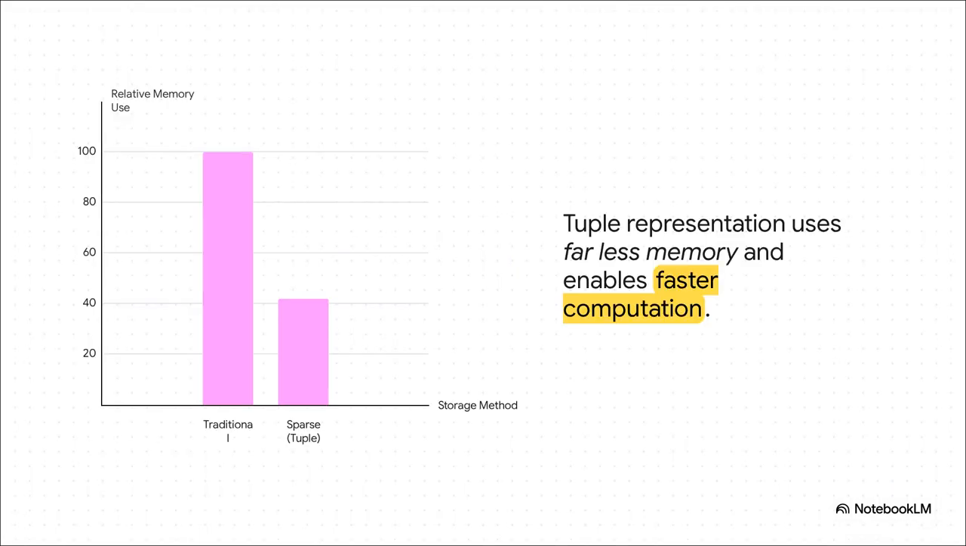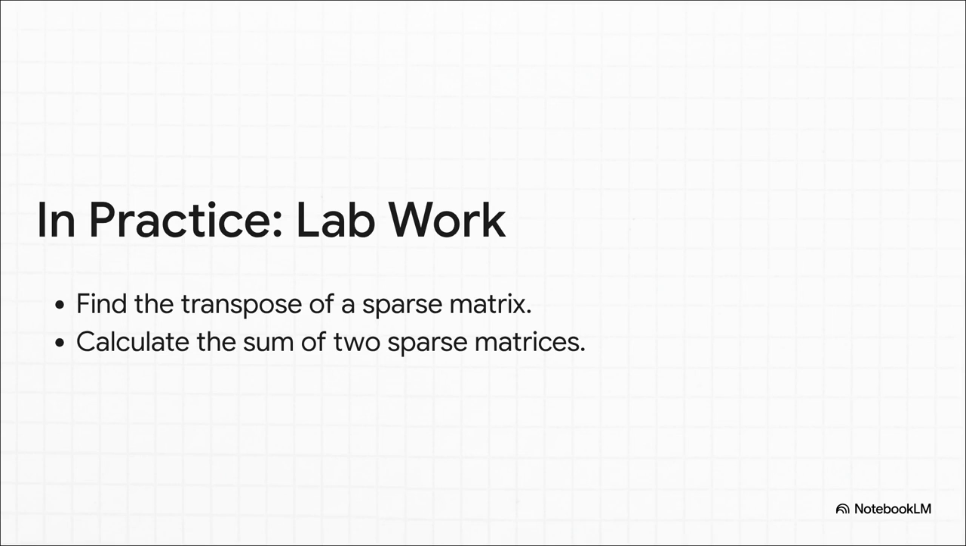So you get this huge drop in how much memory you're using, which is great. But it's not just about storage. Think about it. When the computer needs to do some math, it doesn't have to slog through millions of pointless zeros anymore. It can just jump straight to the real data, the numbers that matter. And that makes all the calculations way faster. And this isn't just theory either. Students are actually put to the test on this. They get lab assignments where they have to do things like, say, find the transpose of a sparse matrix, or add 2 of them together. These are jobs that would be painfully slow if you used the old method. But with tuple representation, they become super fast.